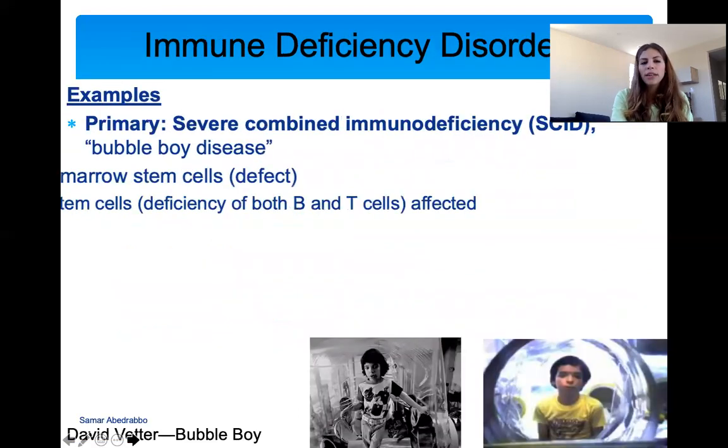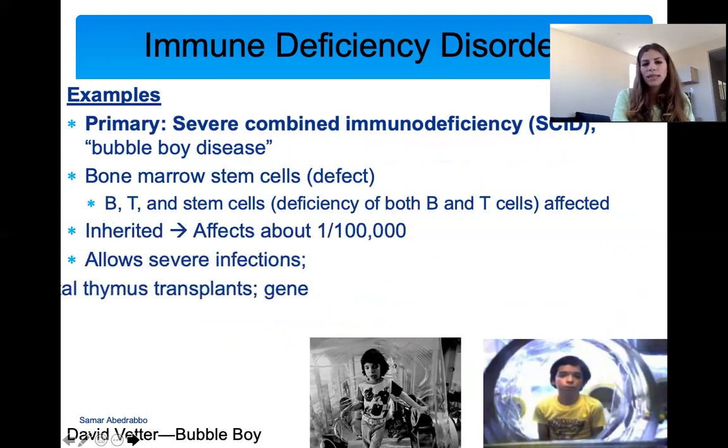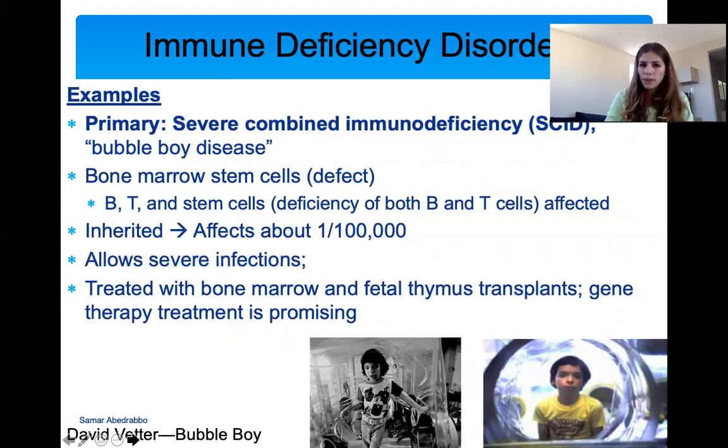There are different examples for each, but one example I'm going to focus on with primary immunodeficiency is SCID, which stands for severe combined immunodeficiency. And it's exactly what the disease is. It's a severe immunodeficiency. It basically means that you have no immune system. This is the whole idea with the bubble boy disease, or the bubble boy film that we were supposed to watch in lab. So individuals that have SCID have a defect in their bone marrow stem cells.